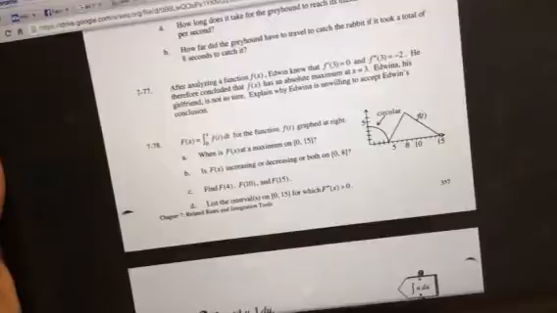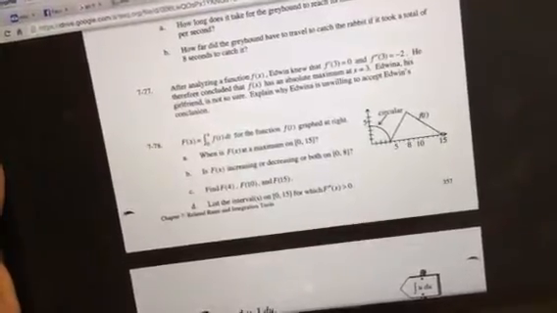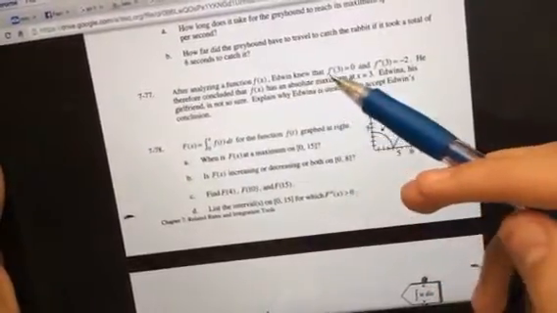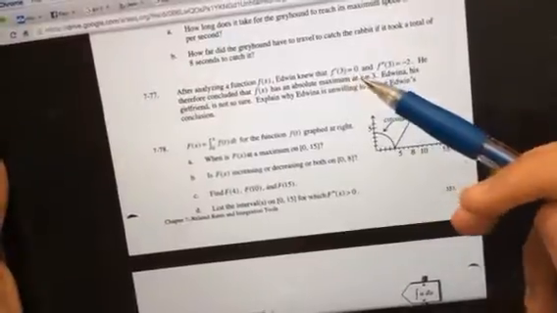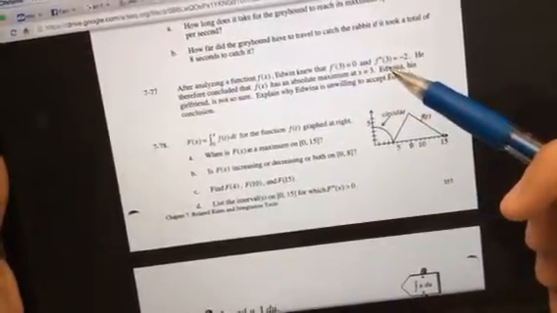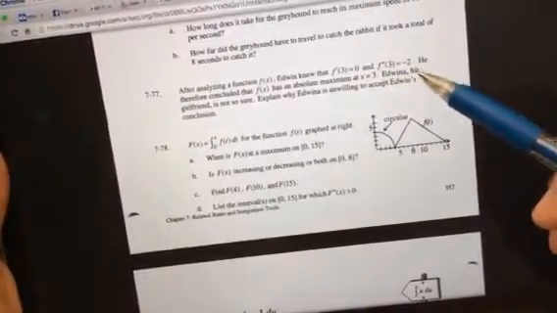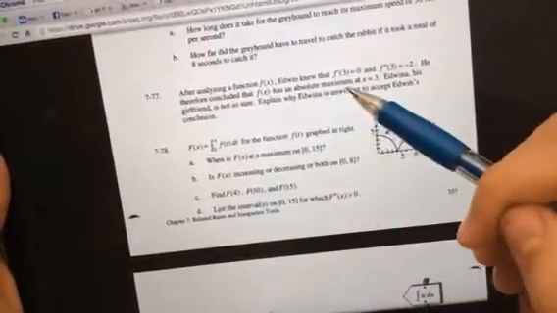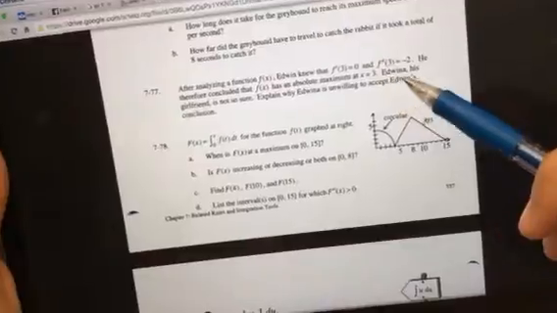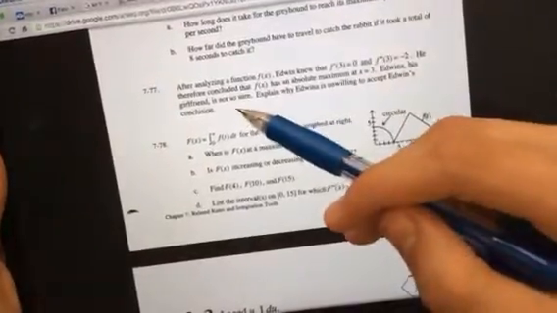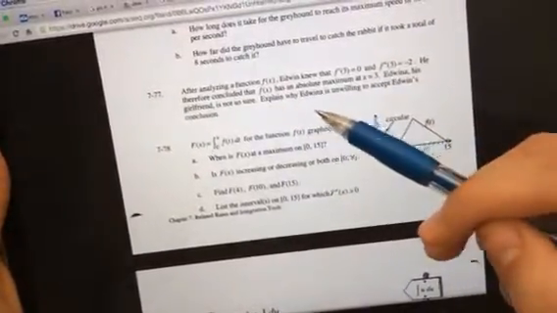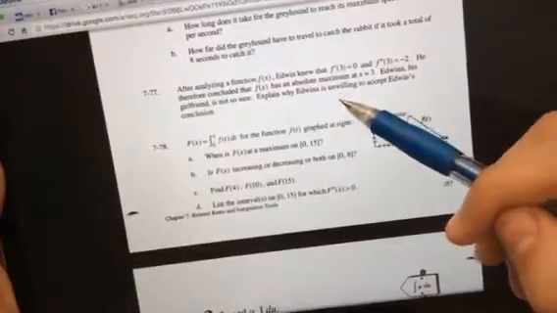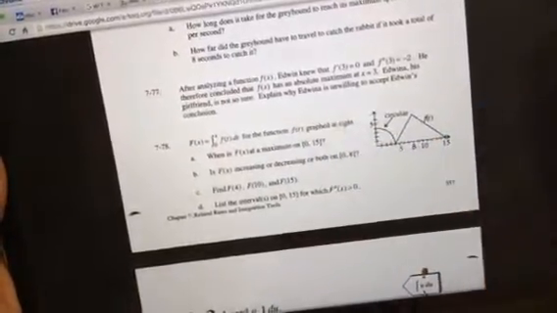So the question says, after analyzing a function f of x, Edwin knew that f prime of 3 equals 0 and f double prime of 3 is equal to negative 2. He therefore concluded that f of x has an absolute maximum at x equals 3. Edwina, his girlfriend, is not so sure. Explain why Edwina is unwilling to accept Edwin's conclusion.